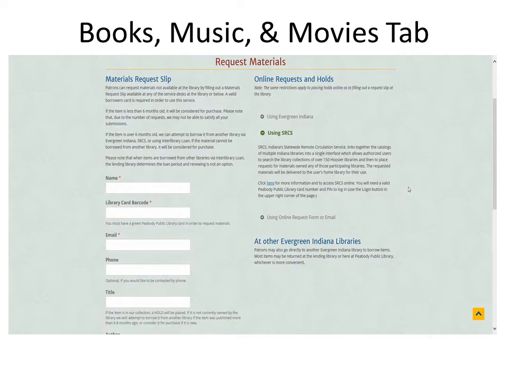and CIRCS is Indiana Statewide Remote Circulation Service. It links together the catalogs of multiple Indiana libraries into a single interface, which allows authorized users to search the collections of over 150 Hoosier libraries, and then to place requests for materials owned by any of those participating libraries. The requested materials will be delivered to the user's home library for their use. And I can click here to show you the access to CIRCS.